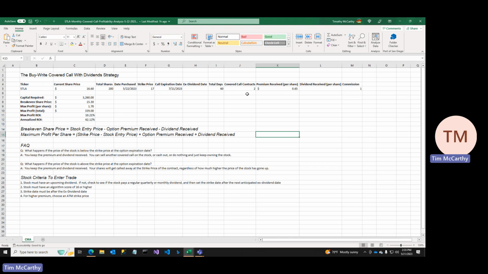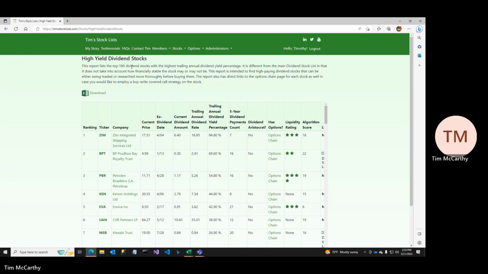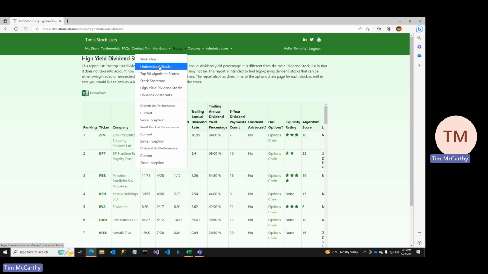I just figured with this, the premium is okay, 65 cents a share. That's pretty good, and this is still a good ROI, but I thought there might be something better. I even thought about selling a put on them, because that's not a bad thing to do.